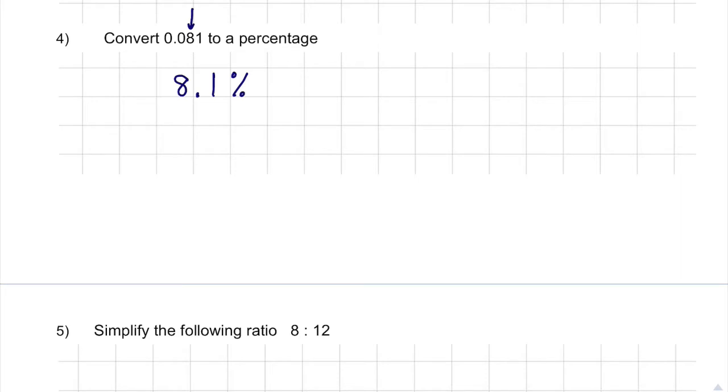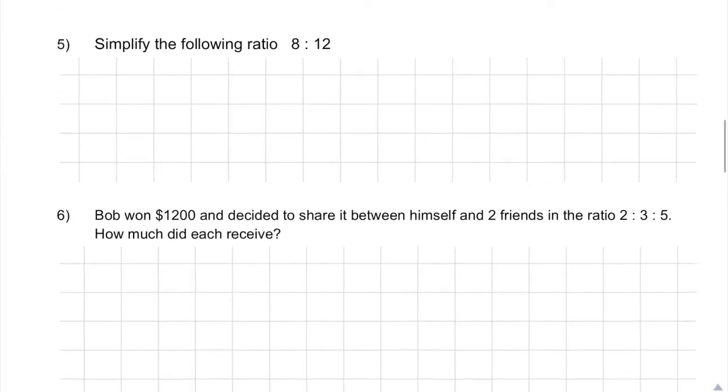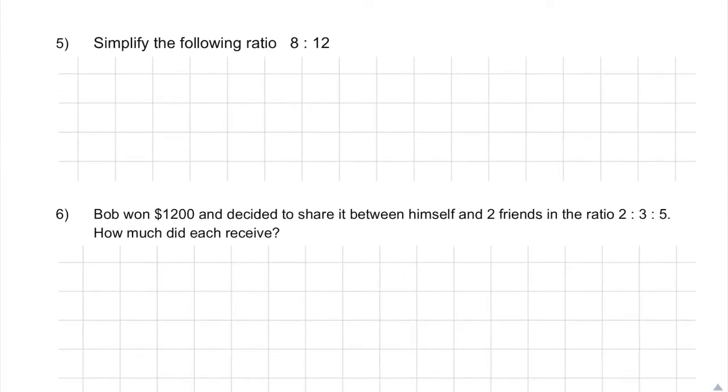On to question 5. So simplify the following ratio. Well, let's just halve it first of all. So halving 8 is 4 and halving 12 is 6. We've got even numbers, so we can halve them again, and we get 2 to 3. So that's 8 to 12, and we've simplified it down to 2 to 3.